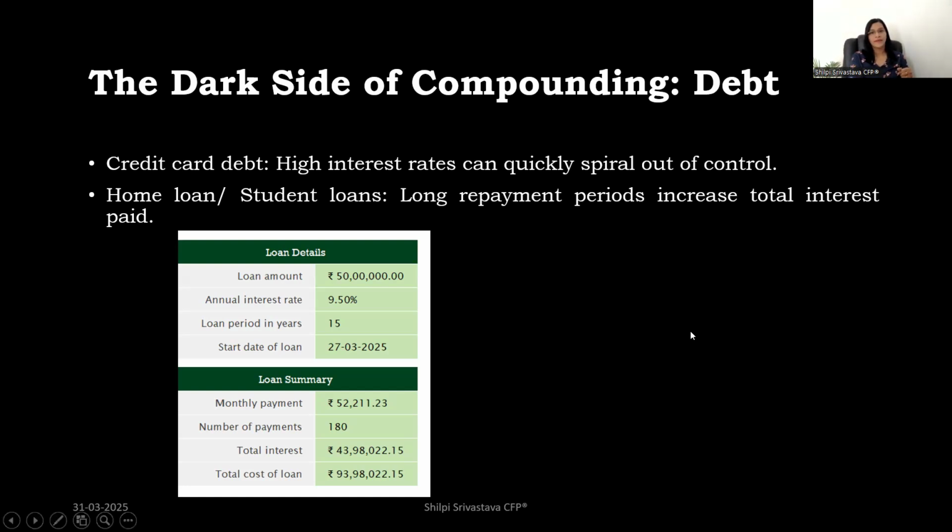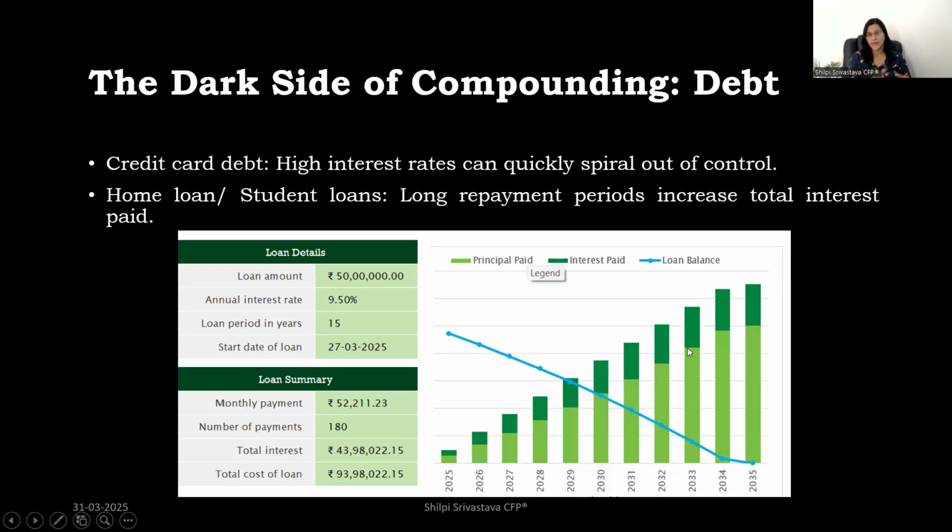There is another way to understand the same example. The brighter side is, if you are investing 52,211 rupees for the same tenure at the same interest rate, you will accumulate nearly 2 crore 1 lakh something. So you can choose very wisely. Think before you invest, think before you borrow.